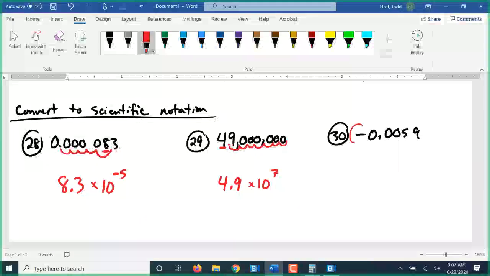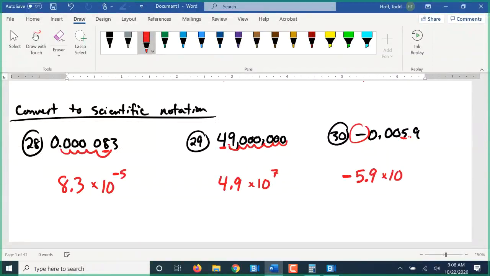Number 30 here, this negative out front does not affect anything else. I'm just going to leave the negative there. 5 is my first non-zero digit, so I put the decimal after it, so it's negative 5.9. The decimal point had to move 1, 2, 3 spots, and this was a small number. It was less than 1. That's in the negative power of 10 place values. That's a negative 3.